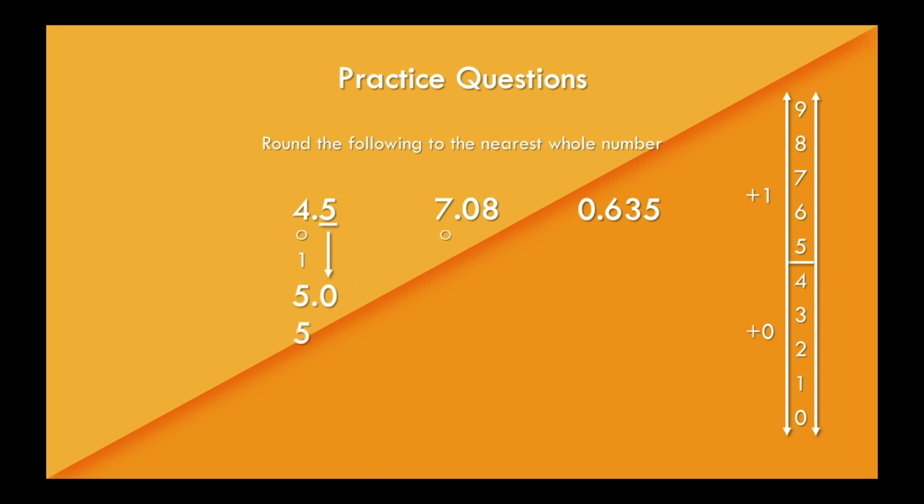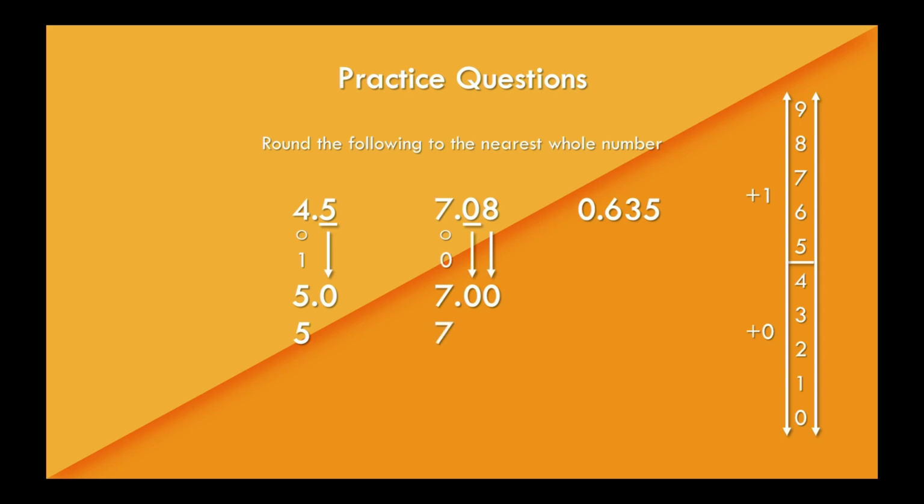For the next one, 7.08. 7 is the ones place, and on the right side we have 0, so we know that it rounds down. So 0 and all the digits on the right become 0, and 7 stays the same. So our final answer is 7.